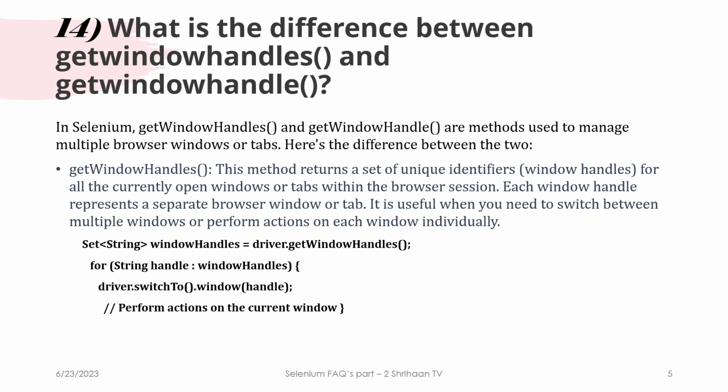Then it will return the different handles available in that window, and using the code we can move to the different windows, and we can access the web pages there, and we can access a different login page or any other pages using that. So this is about get window handles and get window handle.